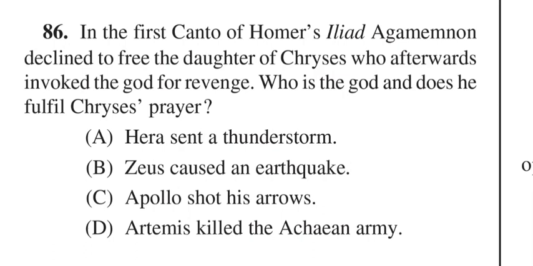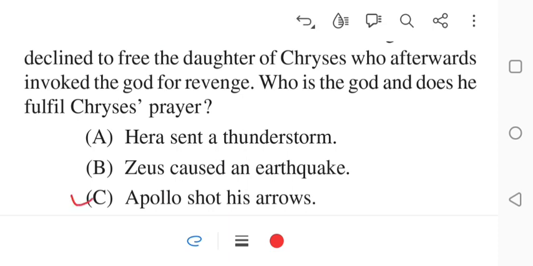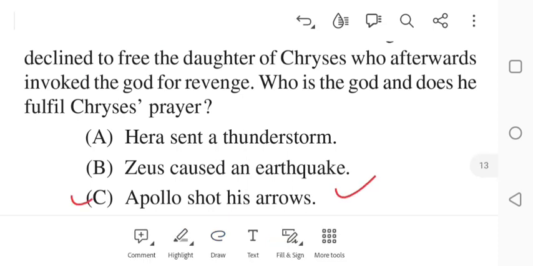Next question, 86, it says, in the first canto of Homer's Iliad, Agamemnon. Agamemnon is a famous character of this epic poem. You must know about him. In the first canto of Homer's Iliad, Agamemnon declined to free the daughter of Chryses, who afterwards invoked the god for revenge. Who is the god and does he fulfill Chryses' prayer? Sorry for the pronunciation. 86. C is the correct answer. Apollo shot his arrows. Chryses was a devotee of the god Apollo.